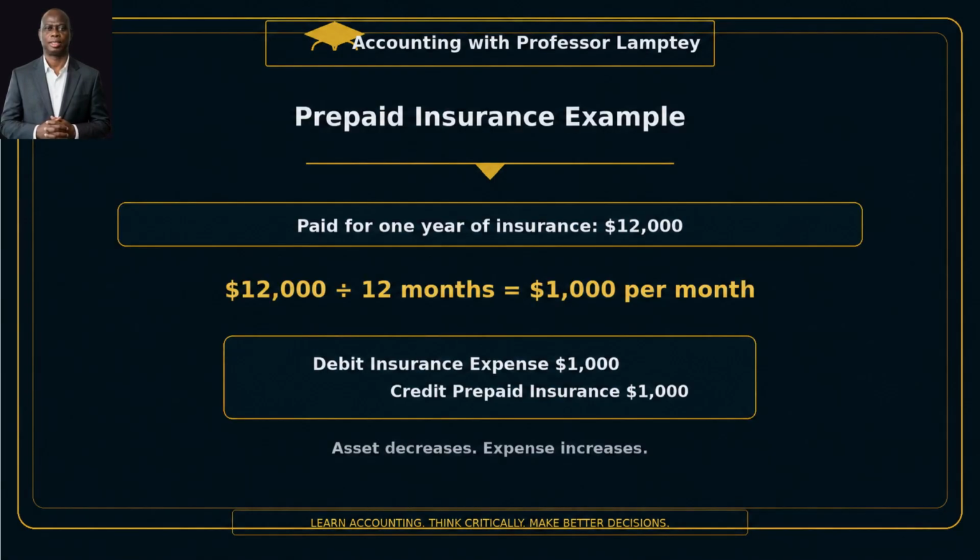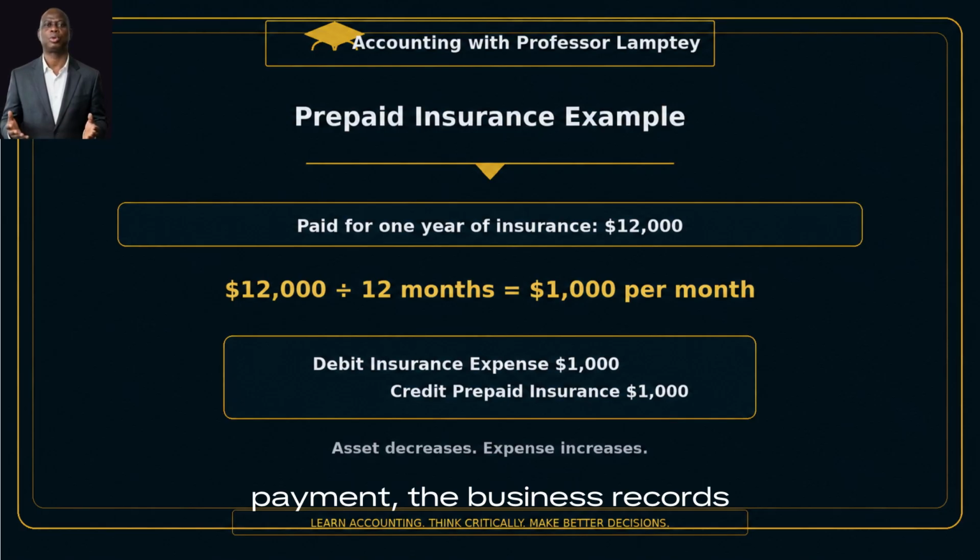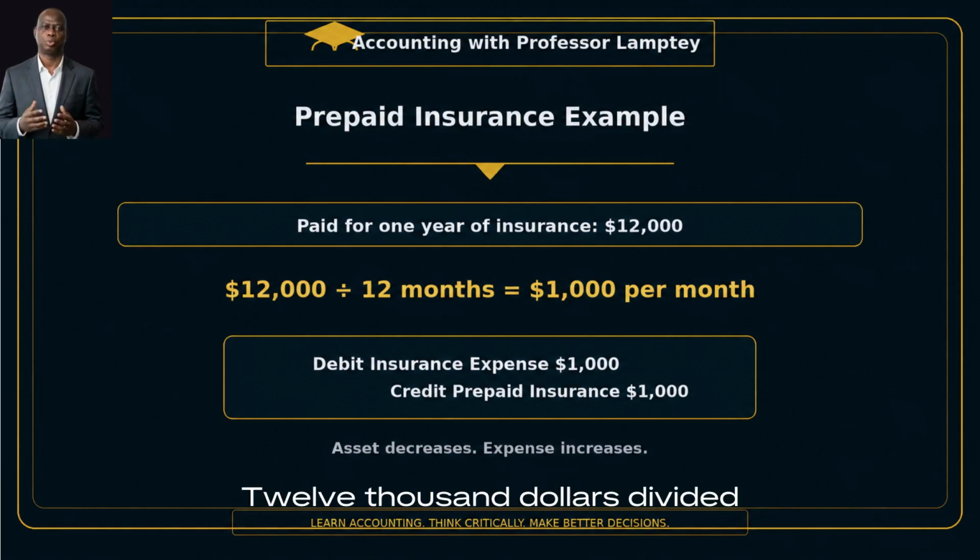Let's use insurance. Assume a business pays $12,000 on January 1st for 1 year of insurance. At the time of payment, the business records prepaid insurance because the insurance has not been used yet. Now 1 month passes.